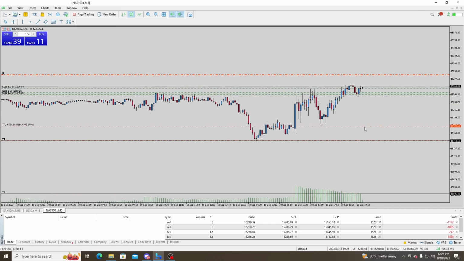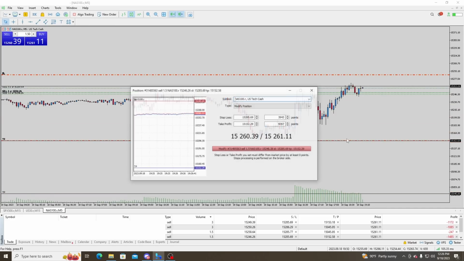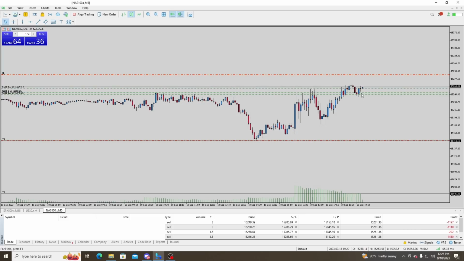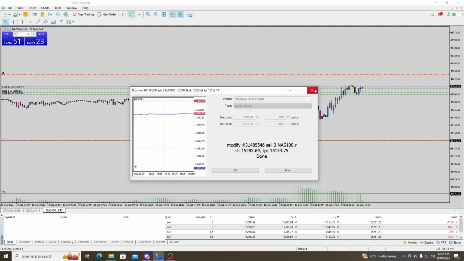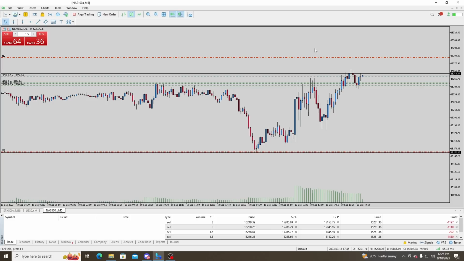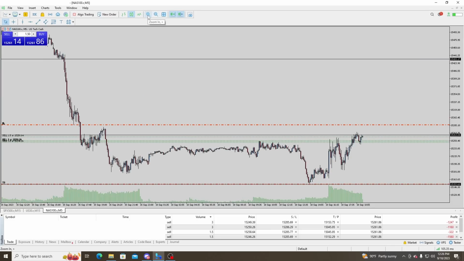And then this position, I'm going to set the take profit to be at this TP area, and this other position I'm also going to set the take profit to be at this other TP area over here. So I have my trade set up perfectly, and I'm ready to move on with the rest of my day.